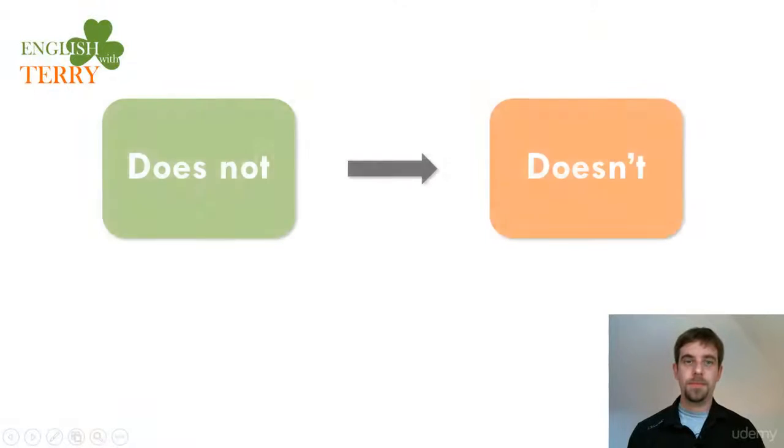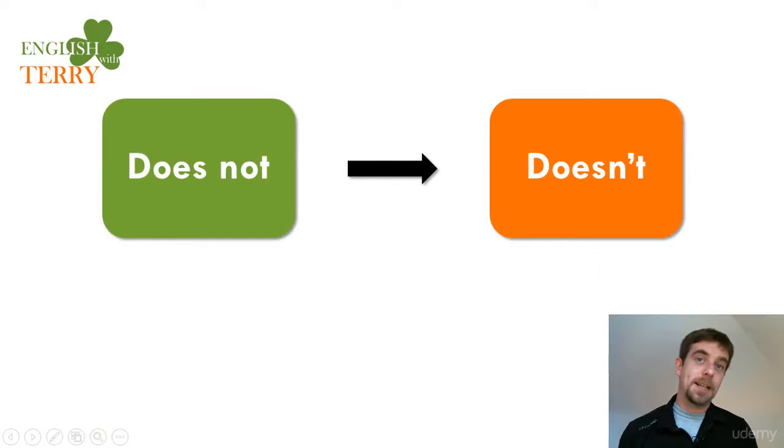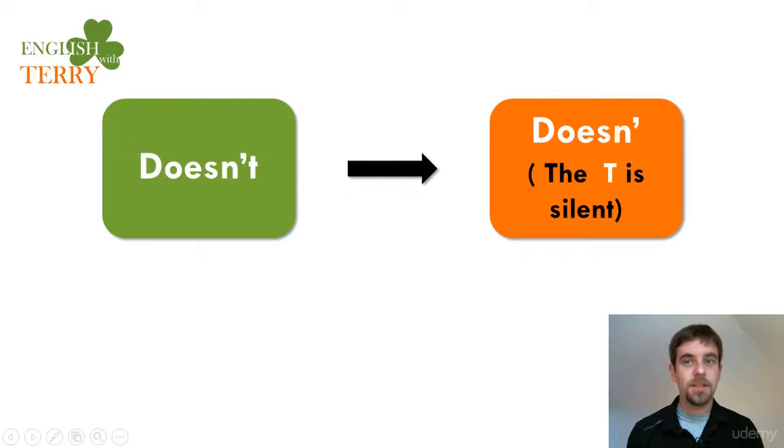Okay, so we continue our module 4, the case of the disappearing T. This video, I want to show you doesn't. Same basic idea as does not, doesn't. But what happens? The T is silent, it disappears. So we want that strong N. Doesn't. Doesn't. And it will connect with the next verb.